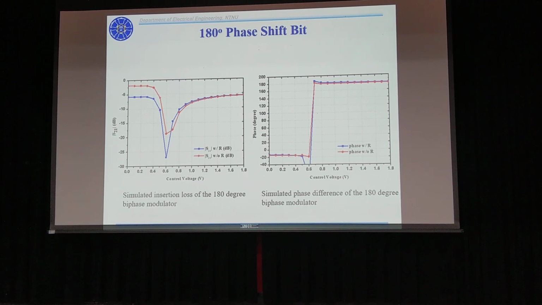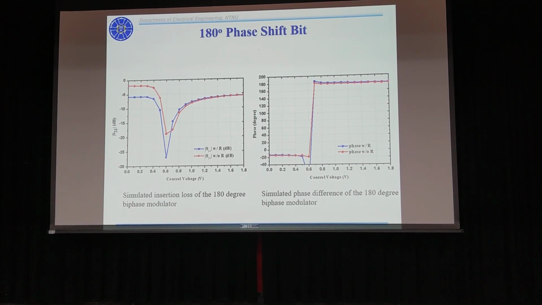There is a shunt resistor at the drain of the transistor, so we simulate the circuit with and without this shunt resistor to observe the difference. The left figure is the simulated insertion loss of the bit. We can find that the insertion loss of the transistor with the shunt resistor is closer between offset and onset. It means that there is a balance between reference states and phase shift states.